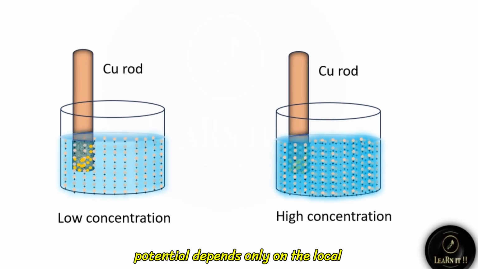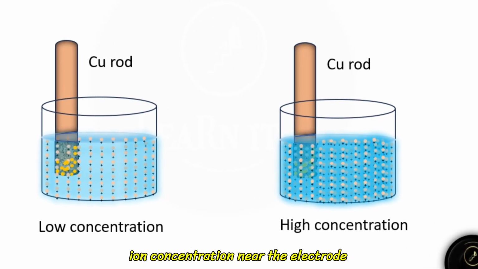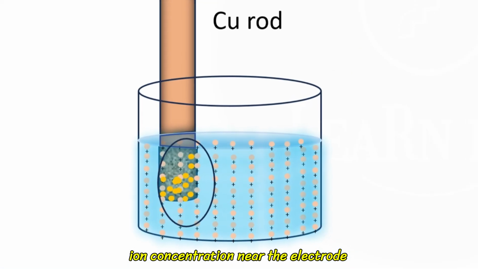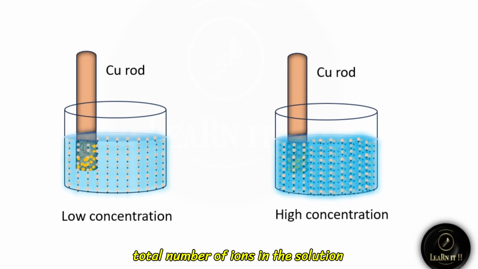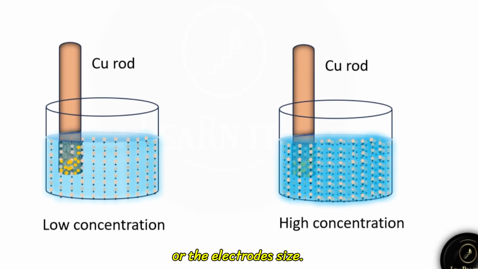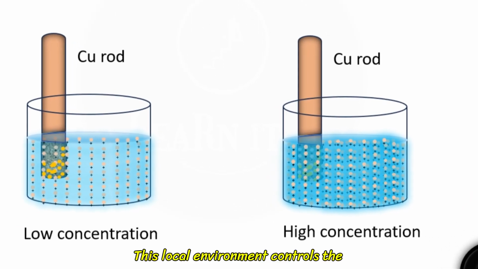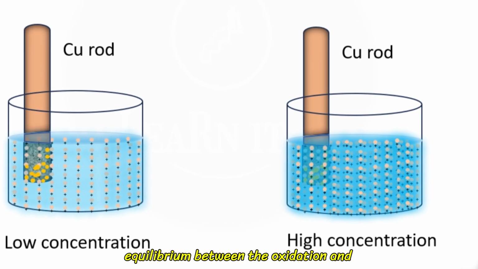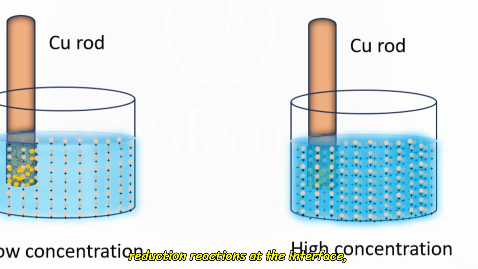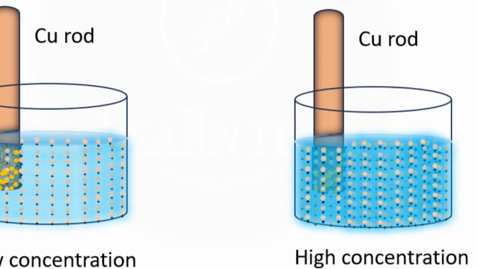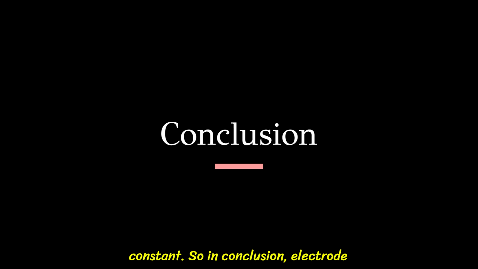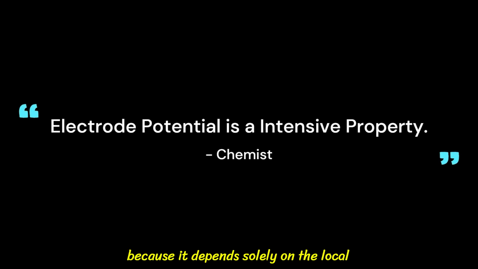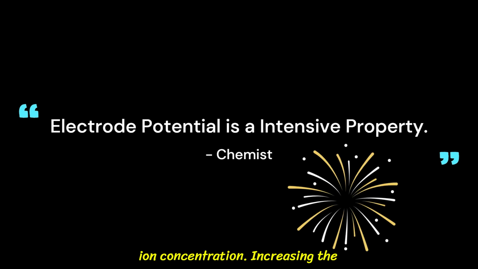Electrode potential depends only on the local ion concentration near the electrode surface, not the total number of ions in the solution or the electrode's size. This local environment controls the equilibrium between the oxidation and reduction reactions at the interface, ensuring the potential remains constant. So in conclusion, electrode potential is an intensive property because it depends solely on the local ion concentration.